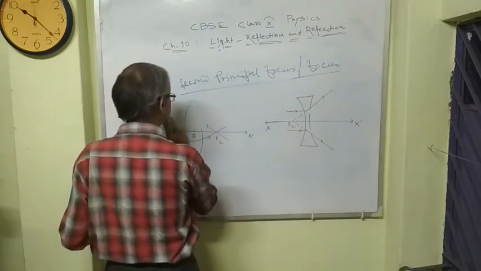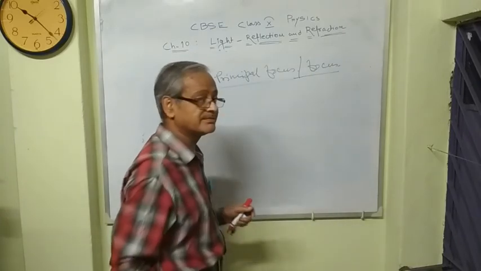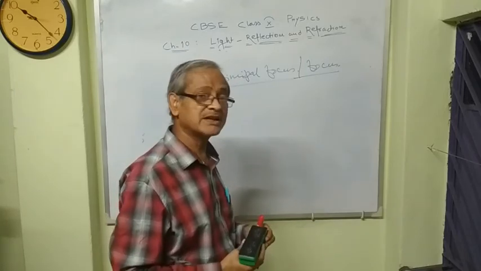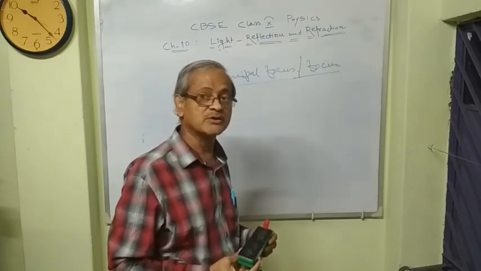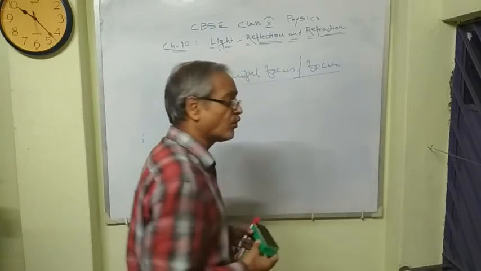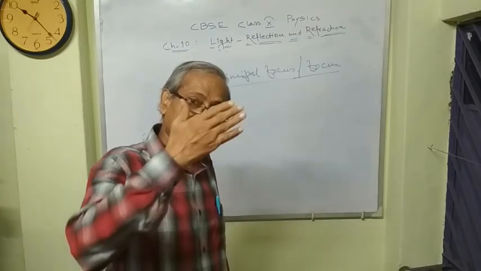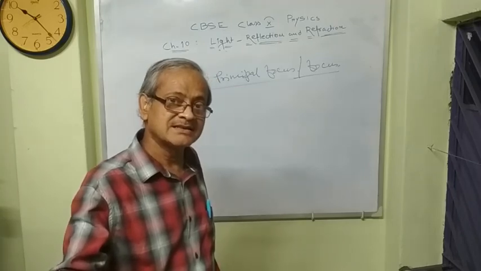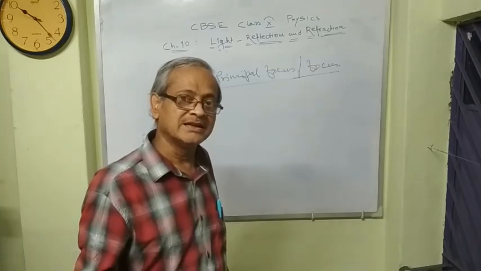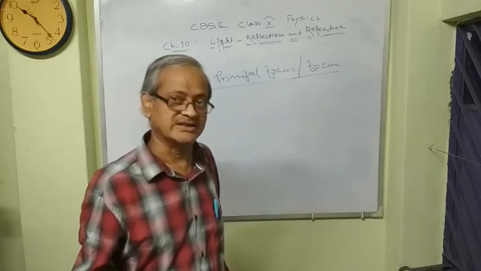Now the distance between the optical center and the first principal focus is called the first principal focal length. And for the second principal focus, or simply focus, the focal length will be the distance between the optical center and the second principal focus. Remember it. Focal plane. What will be the focal plane? Focal plane is an imaginary plane perpendicular to the principal axis which passes through the focus, either first principal focus or second principal focus. Obviously there are two focal planes, the first principal focal plane and the second principal focal plane.